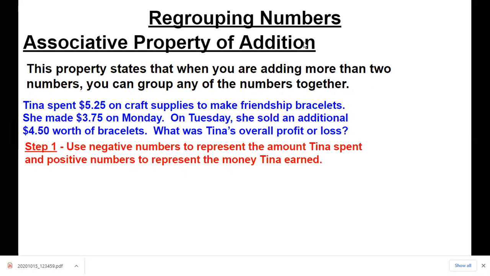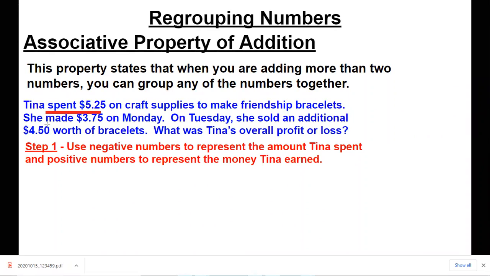So we've got to go back to our numbers. What do we have? She spent $5.25. She made or earned $3.75. And then she earned an additional $4.50 on Tuesday because she sold them. So she made money.